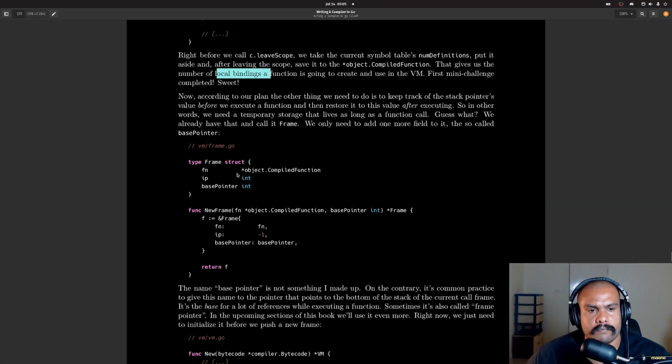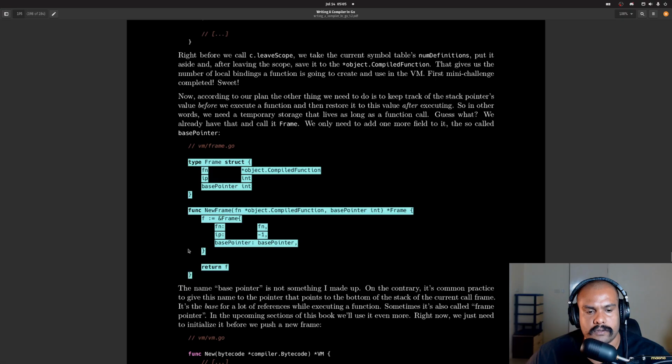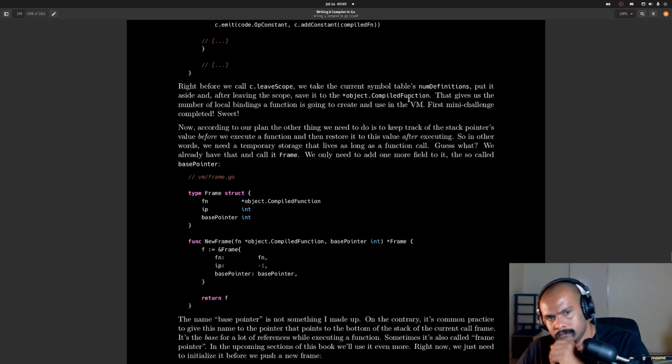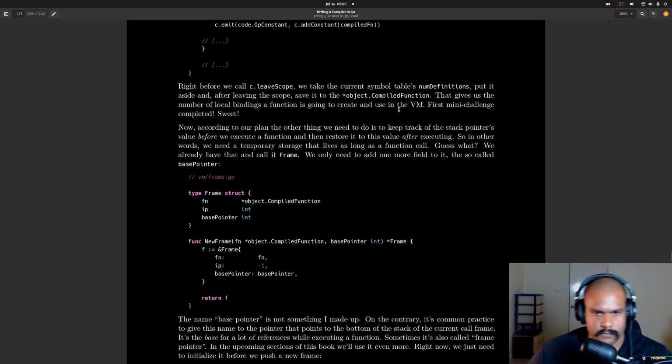Okay, that part makes sense. This bit I'm not sure. Right before we call leaveScope, we take the current symbol table's NumDefinitions, put it aside. After leaving the scope, save it to, yeah. Okay, that gives us the number of local bindings.